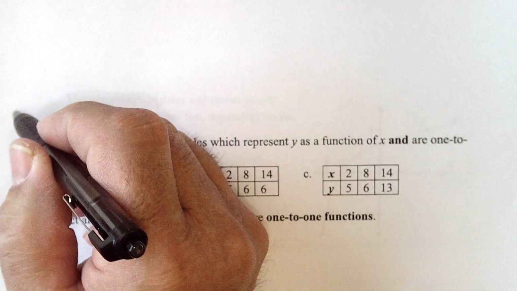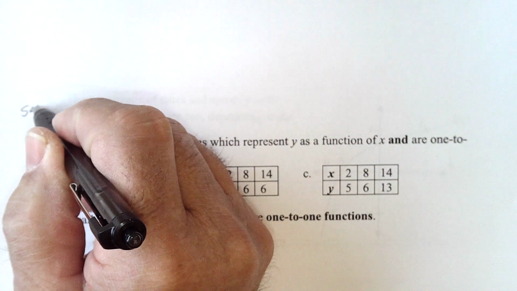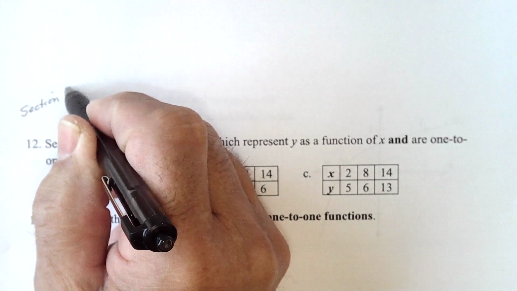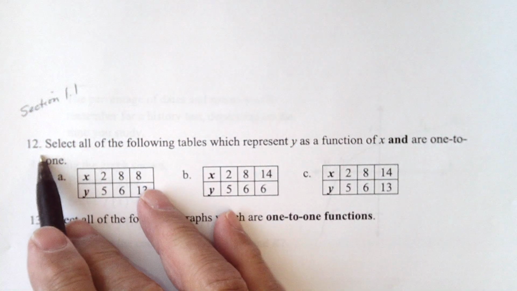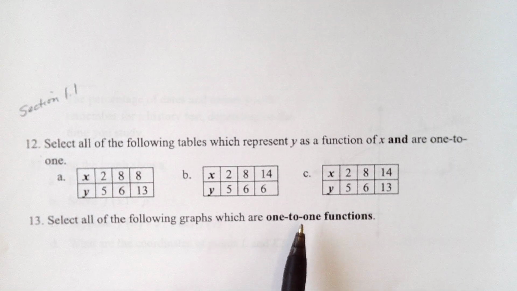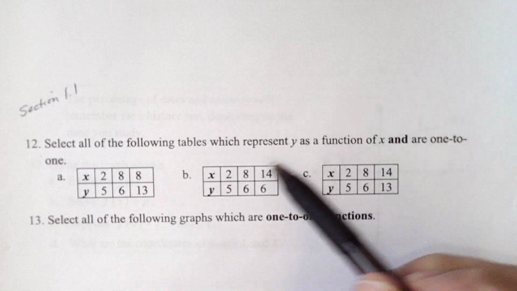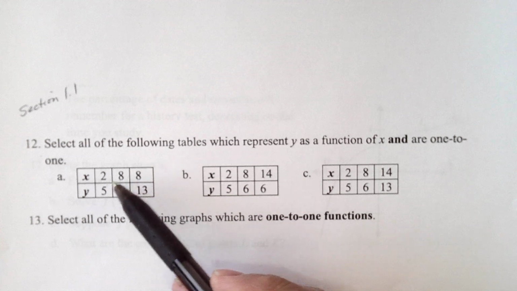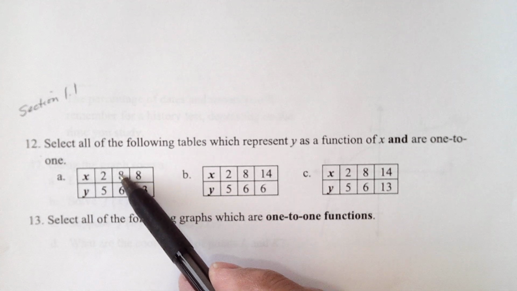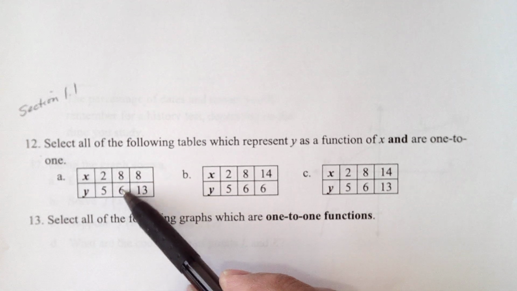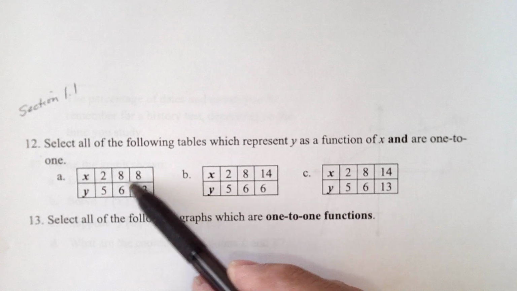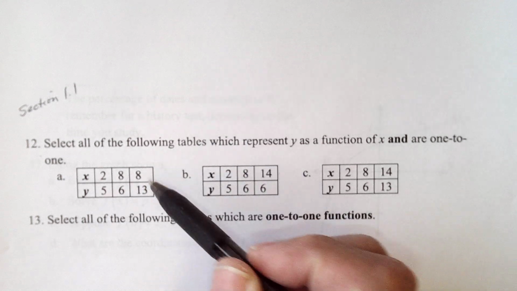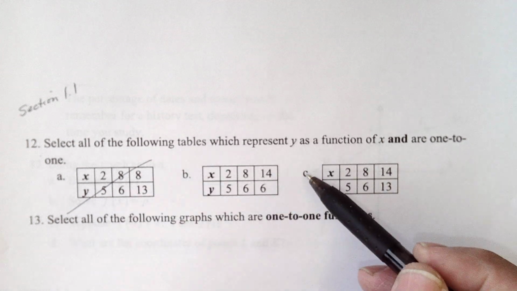Okay, and this is in section 1.1, number 12. There was a question on that. If it's a function, that means for every x, it always goes to the same y. Well, in this one, 8 goes to 6 and 13. So this is not a function.